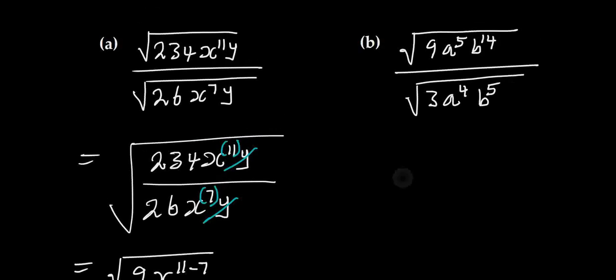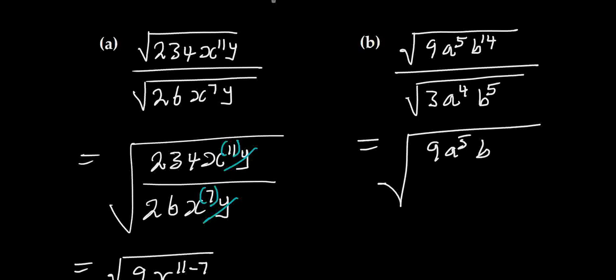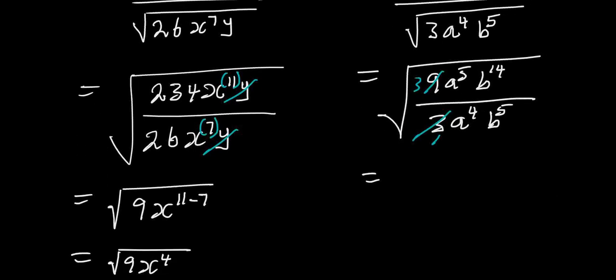All right, question B. We also need to write this as a single radical expression, and this will become 9a to the 5th power b to the 14th power over 3a to the 4th power and b to the 5th power. So first, 9 divided by 3 is 3. So this will be equal to the radical of 3. So a to the 5th power divided by a to the 4th power will become a to the 5th power minus 4, and also b to the 14th power minus 5.